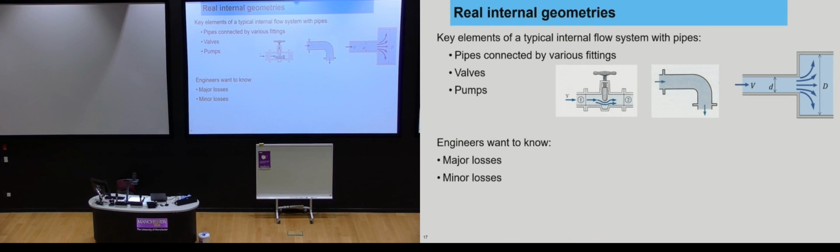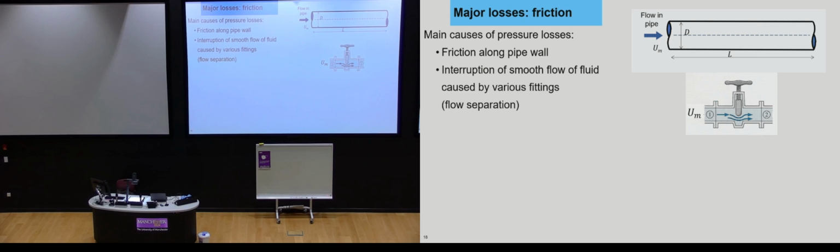Okay, so let's continue on this discussion of real geometries. We've got key elements, which include pipes, valves, plants and turns. You can see this is a bend just in the pipe. This is a sudden expansion. Now, as engineers, when we are looking at all these systems and real flows, we divide the losses that we need to account for, the friction and the energy losses, into two major groups. These are the major losses and the minor losses. So these are what we want to know. So how do we do that? How do we get the major and the minor losses?